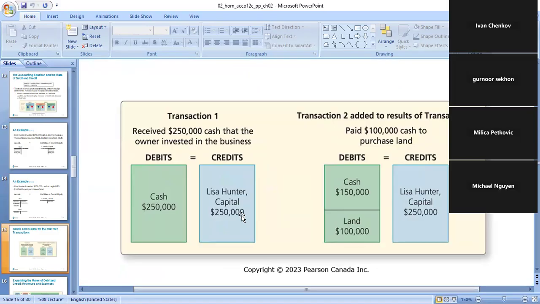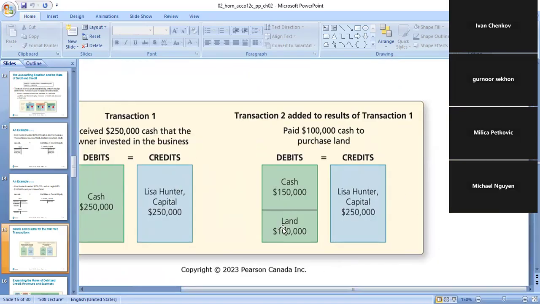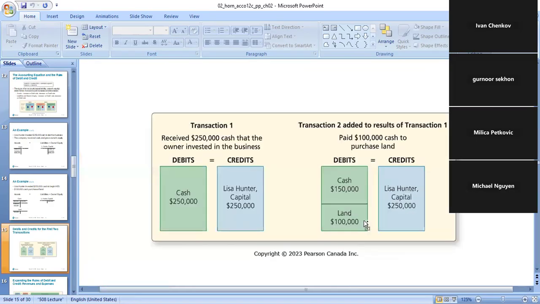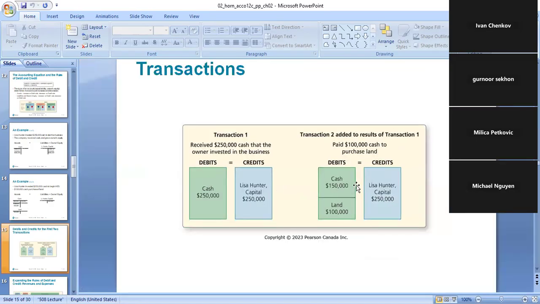So again, in the first transaction, capital goes up, cash goes up. In the second transaction, no change in the capital, but cash is converted into land. Now, total assets is 250, or total debits 250, and total credits is 250 as well. So we keep the accounting equation in balance and we keep debit and credit in balance.